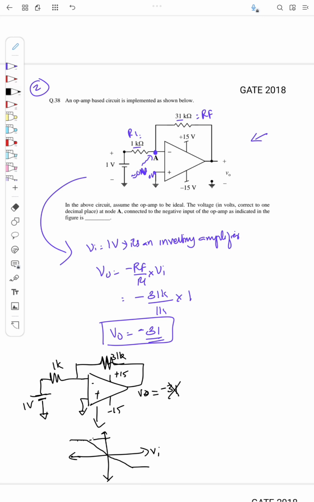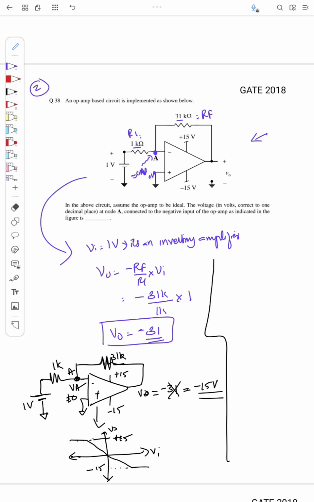And what is the saturation voltage? Since it is ideal, this will be minus 15 and this will be plus 15. So V naught cannot go above 15 or below minus 15. So definitely the V naught will saturate and the value will be equal to minus 15. Okay. So from the circuit, what will be Va? If this is saturated at minus 15, what happens? Va, the voltage at A, will not be equal to 0 now. Okay. So how to find Va now?